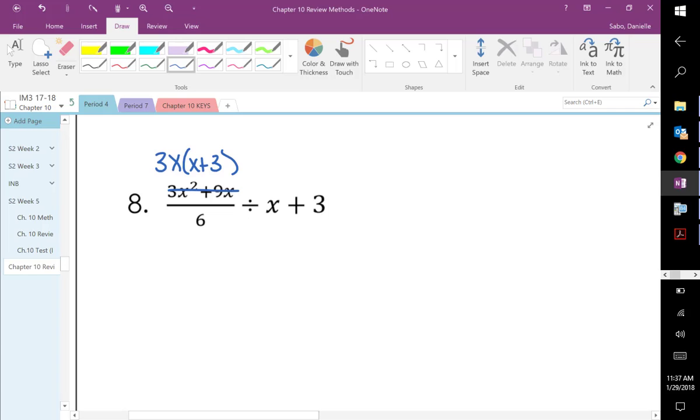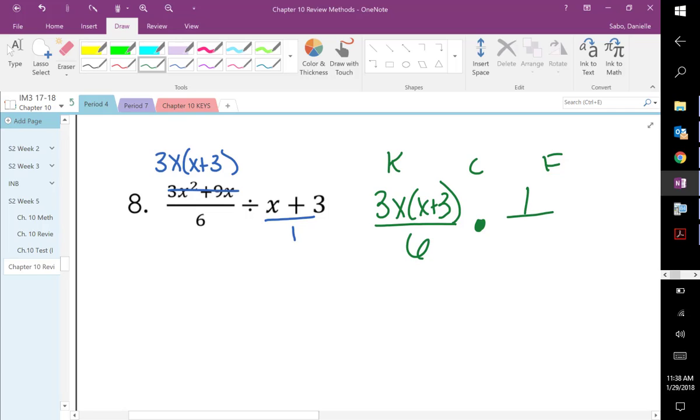What is this technically over? 1. Yeah. So it would be 1 over. Wait, so would it be 1 over x plus 3 because you flipped? Yes. So now we're at the keep, change, flip. So I'm going to do the KCF. The K, the C, and the F. So we're going to keep it 3x times x plus 3 all over 6. Would it be like 1 over 6? Yep, change.